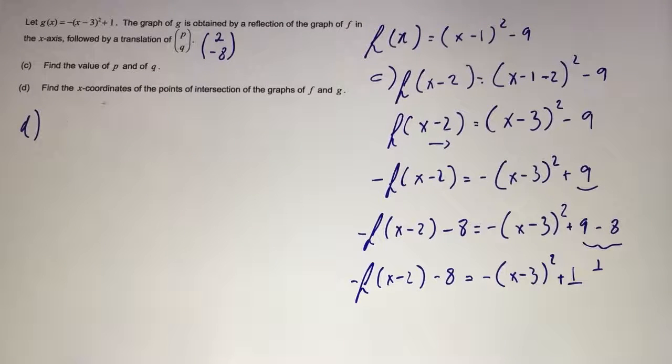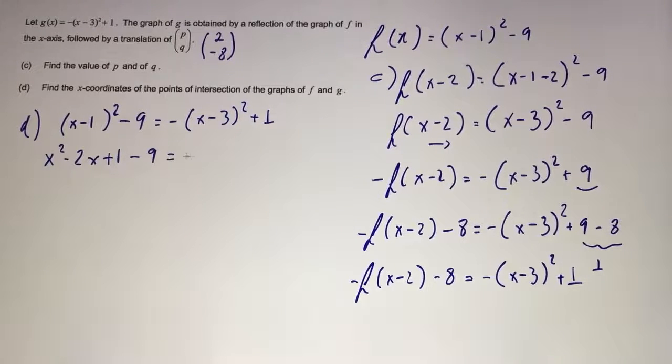So for this one, basically, all I have to do is equate f of x with g of x, because that's where they're going to intersect, right? So it'll be f of x, which is (x minus 1) squared minus 9, must be equal to g of x, which is negative (x minus 3) squared plus 1. So we're going to expand both sides, so I get x squared minus 2x plus 1 minus 9 equals minus, open brackets, this is going to become x squared minus 6x plus 9 plus 1.